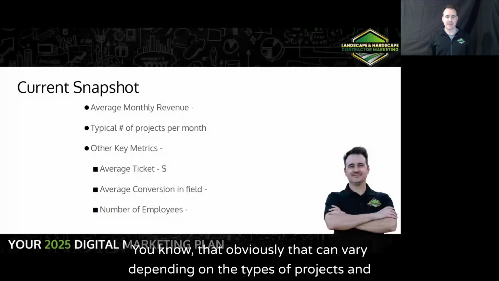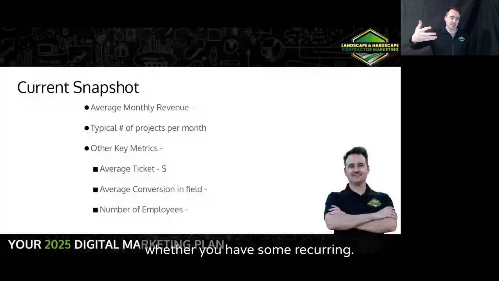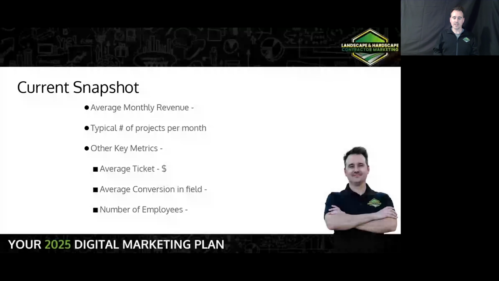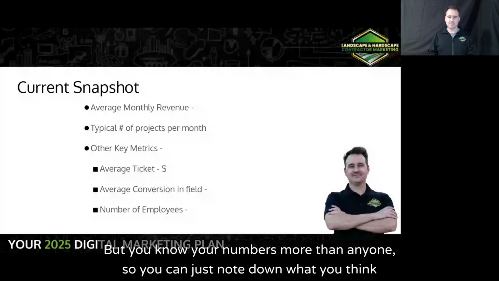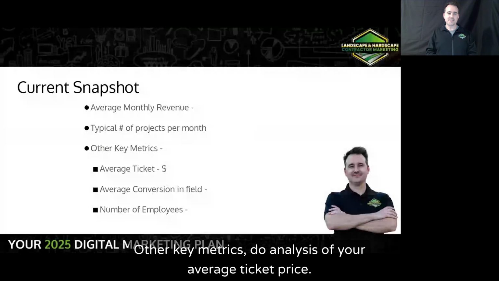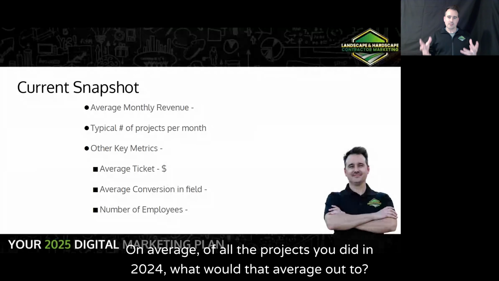That obviously can vary depending on the types of projects and whether you have some recurring services that go along with any outdoor construction, or whether you're doing GC work as well. But you know your numbers more than anyone, so you can just note down what you think there. Other key metrics: do analysis of your average ticket price. On average, of all the projects you did in 2024, what would that average out to?